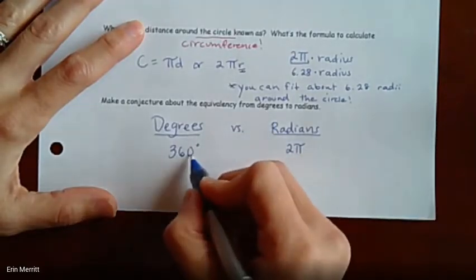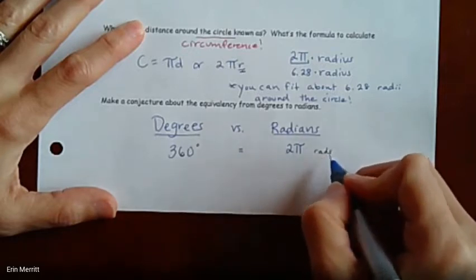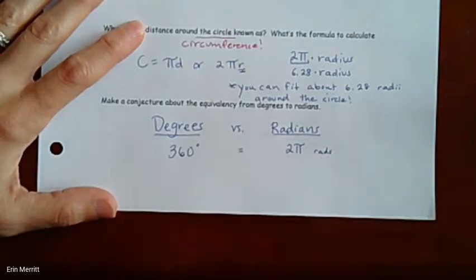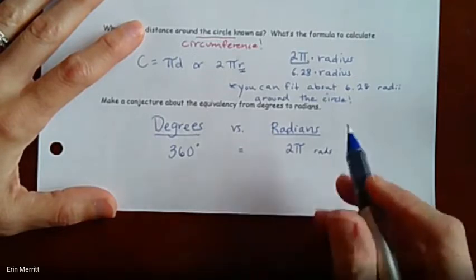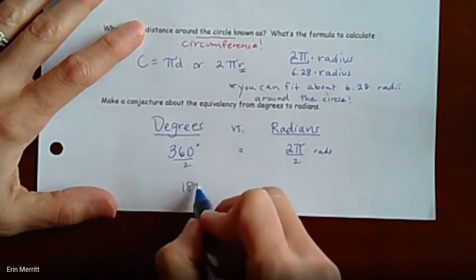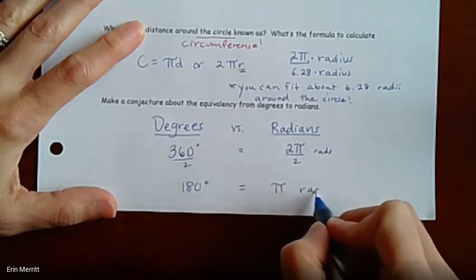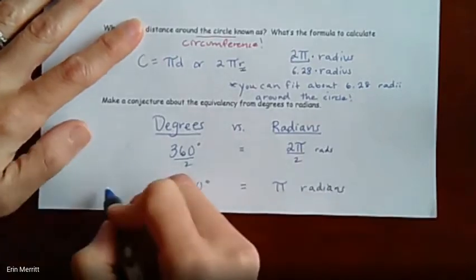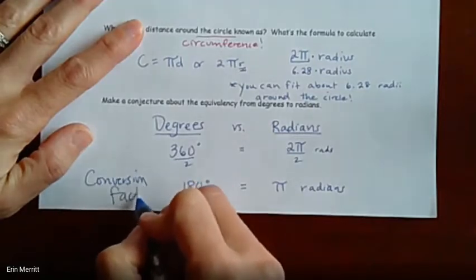Right? So 360 degrees is equivalent to 2 pi radians, which sometimes I'll abbreviate just to rads there. Well, we can use that as our conversion factor, but I want to take it one step further. I'm going to divide it by 2. So what I want to have is 180 degrees is equivalent to pi radians. This is our conversion factor.